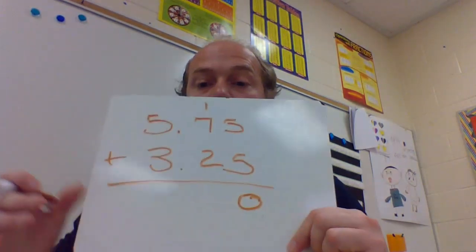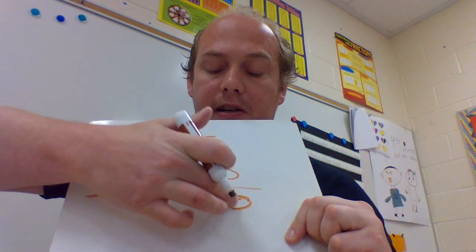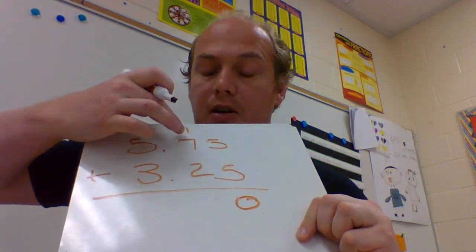So 5 plus 5 is 10. So that 1 has to be carried, like this. 5 plus 5 is 10. We put down your 0 and carry your 1. Oh, I erased the 1 that we carried. Alright, so 7 plus 2 is 9, plus the 1 that we carried is 10. So again, we put down your 0 and carry your 1.